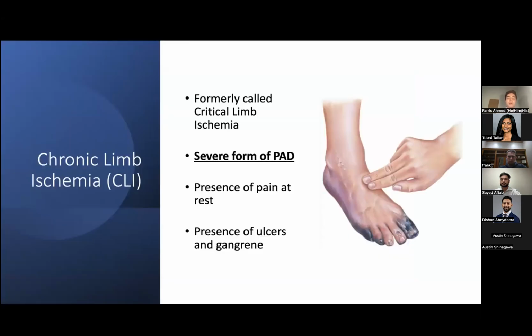Now, chronic limb ischemia is also called critical limb ischemia, but that's a term that's not really used anymore. The correct term nowadays should be chronic limb ischemia. That is the severe form of PAD. What's key for diagnosis is the presence of pain at rest, and the presence of ulcers and gangrene. There's so much tissue damage in the feet and the toes, and there's pain at rest because the claudication is so severe. It's not just with movement, like in more minor forms of PAD; the presence of symptoms at rest is what really differentiates it as CLI.